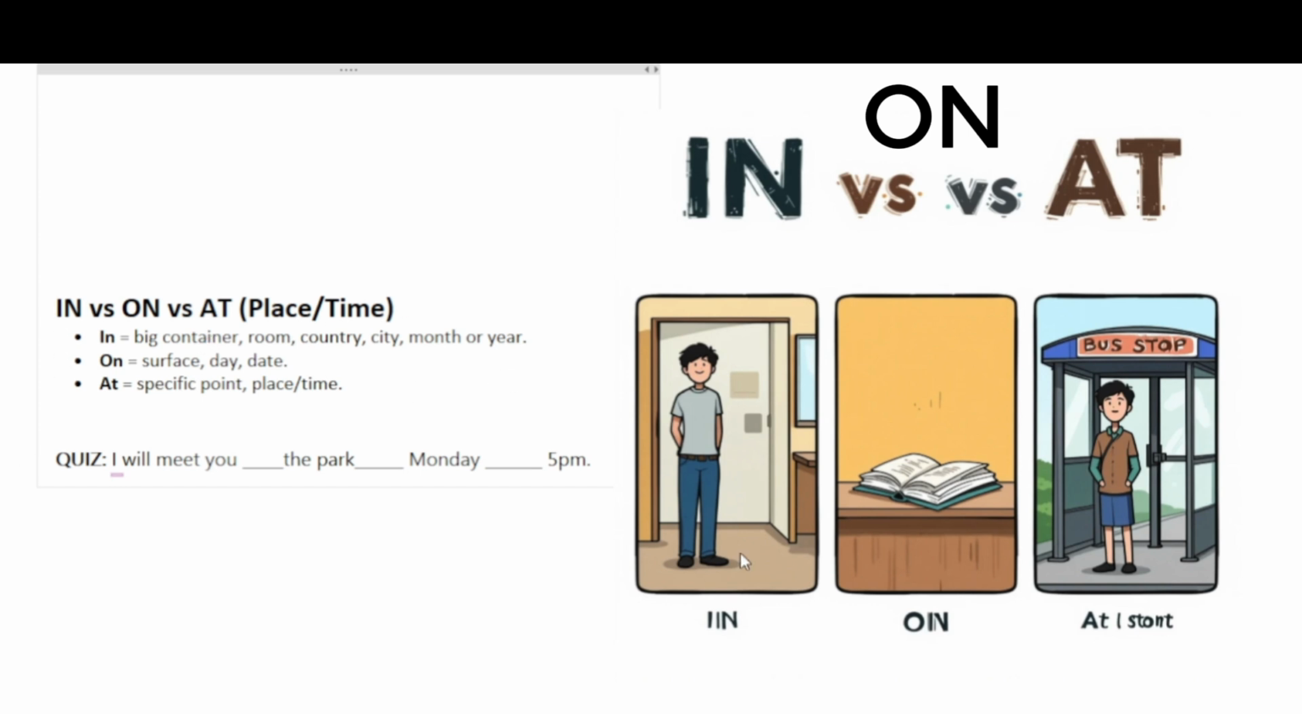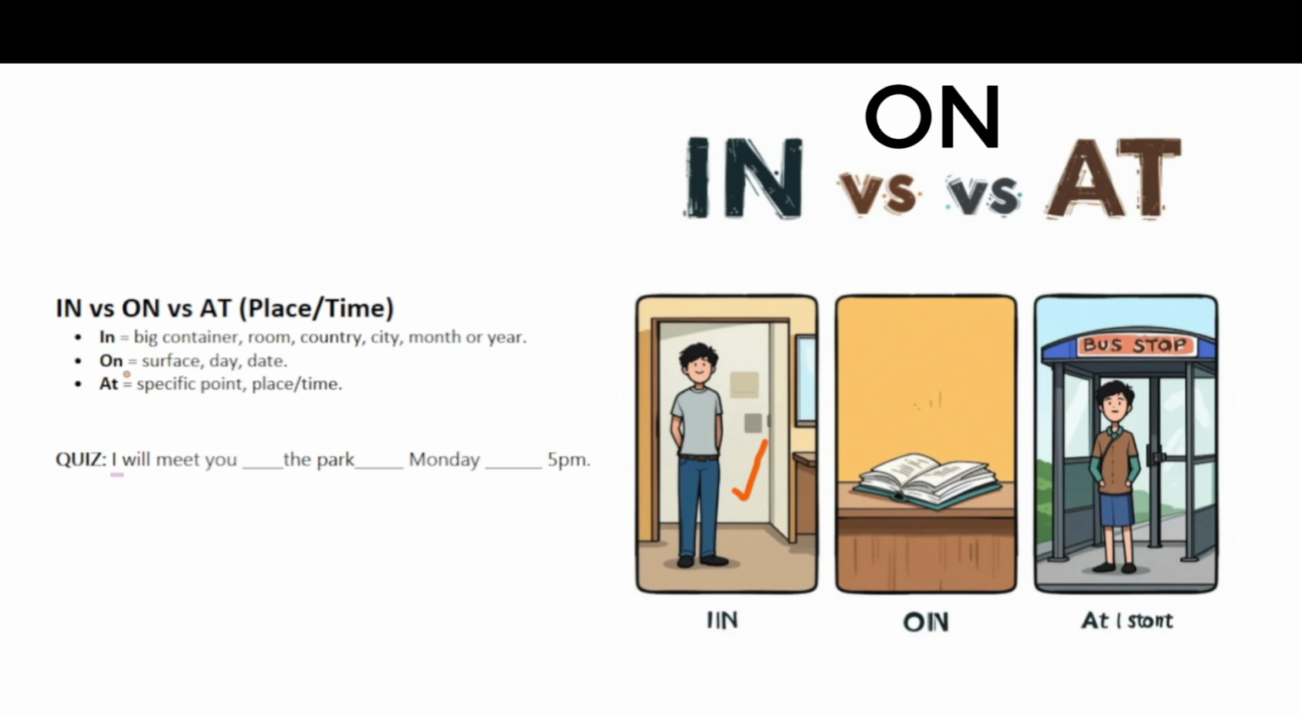Let's have an example. The boy is inside the room. Here, the boy is standing inside the room. All right. And when we talk about months or years, we also use "in". For example, in June, my birthday is in June. I was born in, for example, 2001. Right?